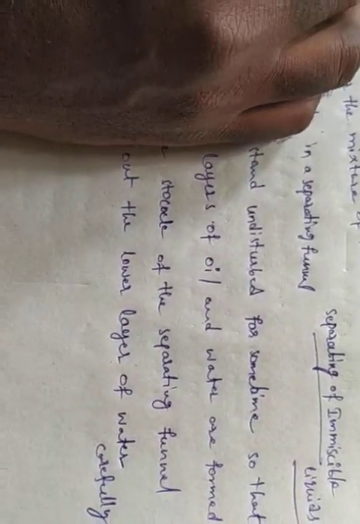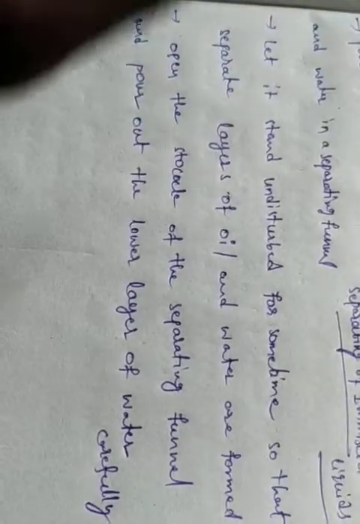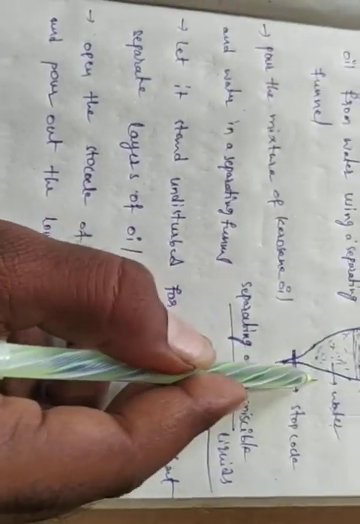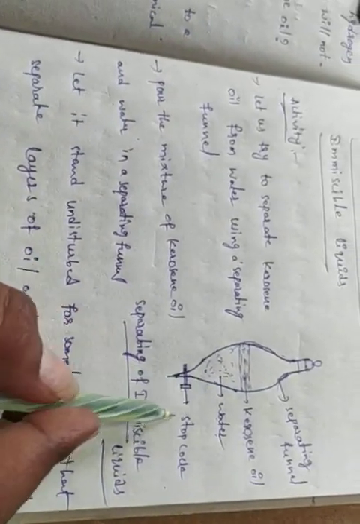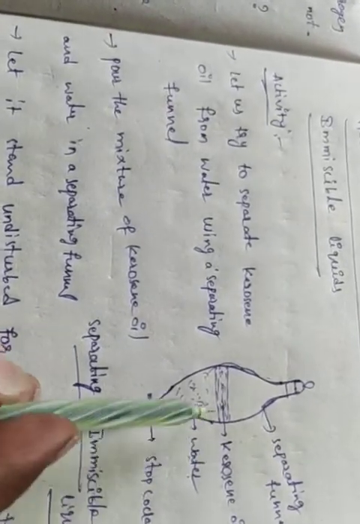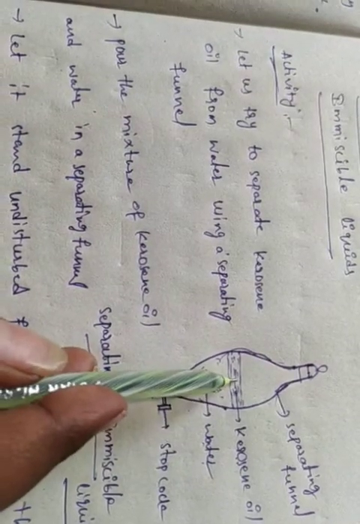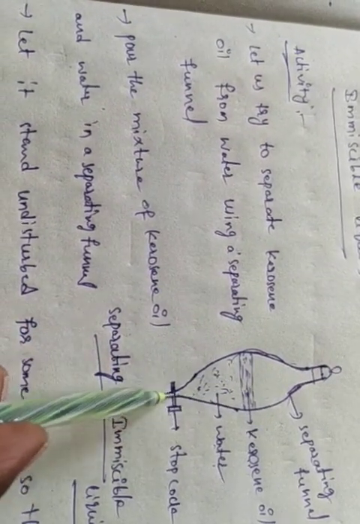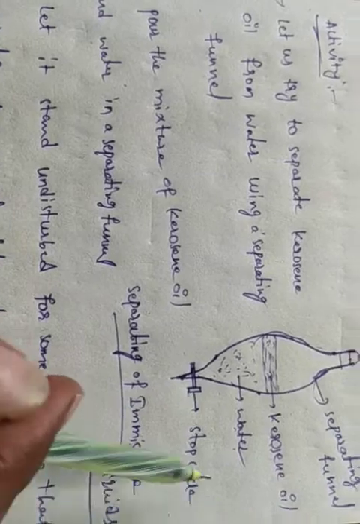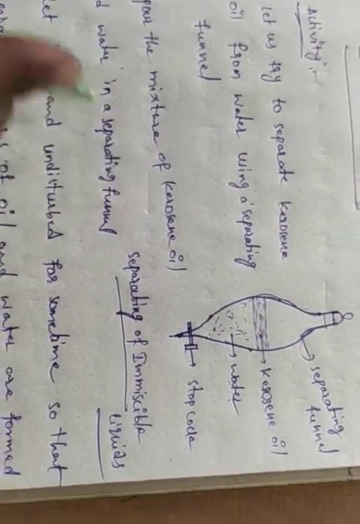And close the stopcock of the separating funnel as the oil reaches the stopcock. When we pour out the lower layer, what will happen after that? Close the stopcock of the separating funnel as the oil reaches it. The upper layer is oil. When the oil reaches the stopcock, that is the time we have to close it.